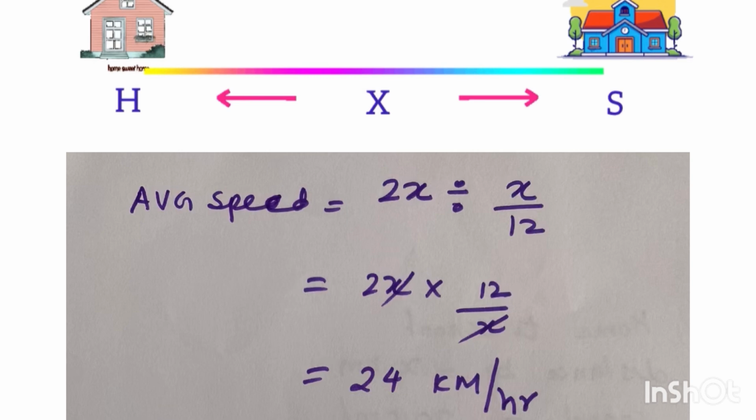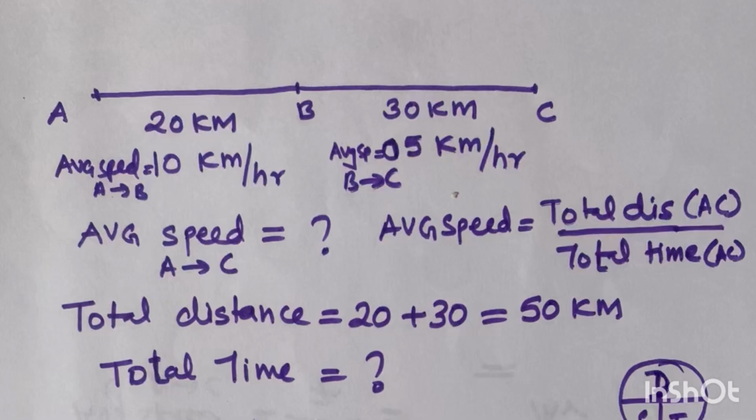So that is equal to 2x into, we'll take reciprocal. When we change divide to multiply, we have to take reciprocal of the fraction which is coming after divide. So it is 12 by x. x and x will get cancelled. 2 into 12, 24 kilometer per hour is the average speed of Abdul's trip. Some students find this question difficult, so let us understand this question with a few more examples.